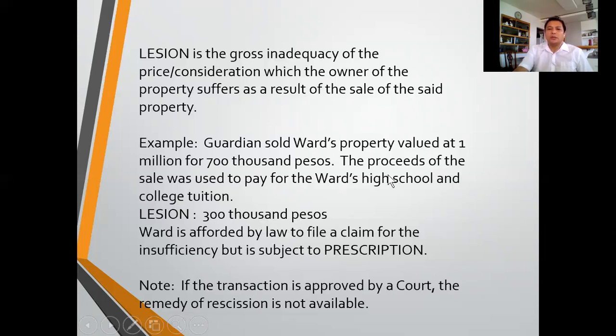According to the guardian, the proceeds of the sale was used to pay for the ward's high school and college tuition. Is that a valid sale? Yes, it's valid because it's used for the ward's education. But the ward is afforded by law to file a claim for the insufficiency.